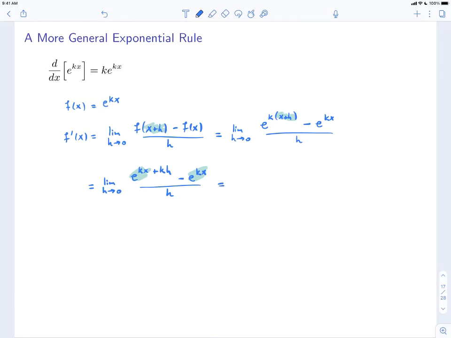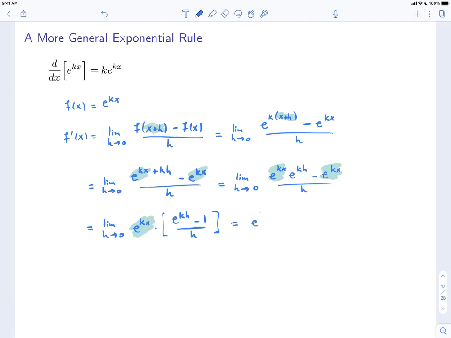So the first thing we need to do is just slightly rewrite our numerator. So we're going to write this as e to the kx times e to the kh minus e to the kx over h. And now you can see that we have a common factor of e to the kx. So we can factor that out. So it's the limit as h goes to 0 of e to the kx times e to the kh minus 1 over h. And again, we have something here, e to the kx, which doesn't have any h's in it, so we can take it out of the limit.